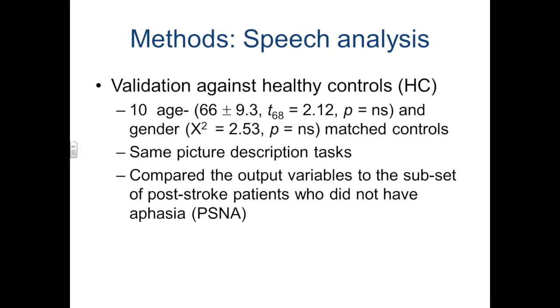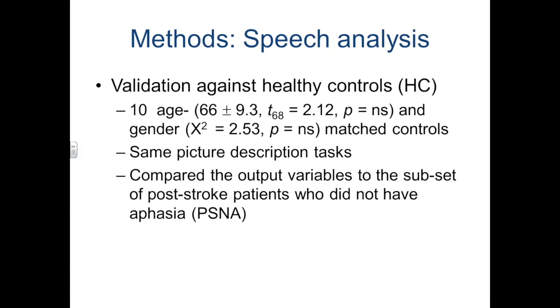So we presented 10 age and gender matched controls the same picture description tasks. And what we did is we compared the output of these 20 syntax variables derived from NLP with the output of those same variables produced by those 19 patients that had the stroke on the left hemisphere, but did not have aphasia by the time we assessed them. This is based on the WAB-AQ. So when I showed you the different language variables, I told you aphasia severity was measured with WAB-AQ, the aphasia quotient. So these patients didn't have aphasia, but they had a left hemisphere stroke.